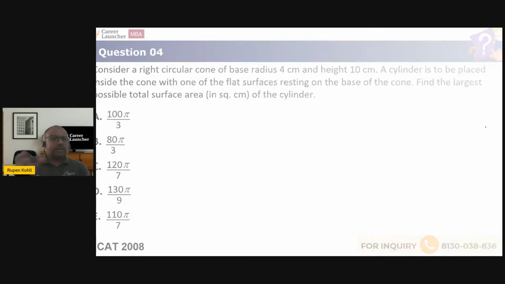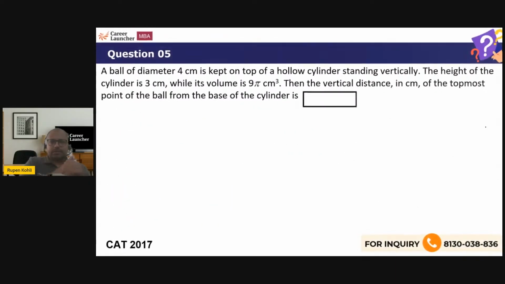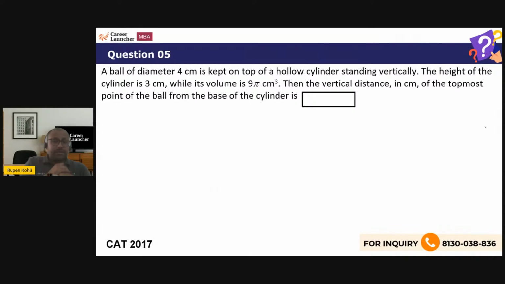Let's see what else we have. Next one. A very brilliant question, this one, which came in CAT 2017. CAT 2017 was one of those exams which came with a lot of intriguing questions. One of the most difficult levels of quant. Right. So this, as I said, here a lot of visualization skills will be required.